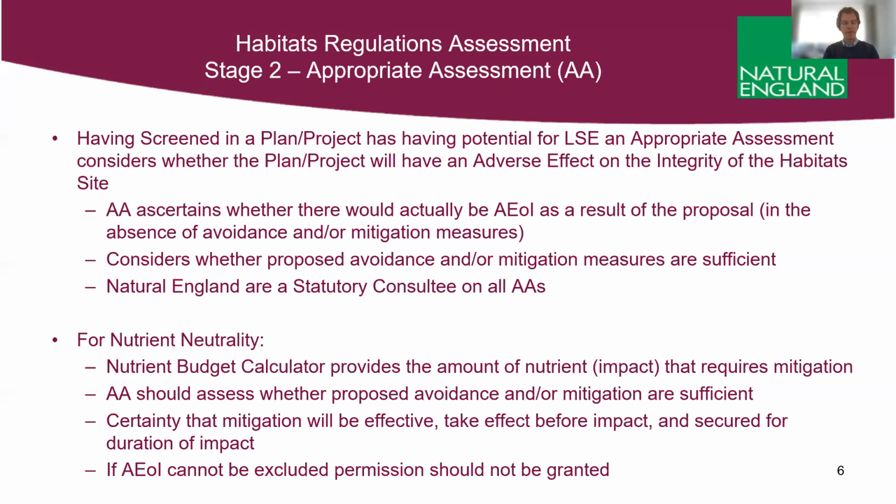And the sorts of things that you're going to have to be considering at this point are how certain that mitigation is. So is the measure being proposed capable of providing the necessary reduction? Is the timeline appropriate? So will the mitigation be effective ahead of the impact taking place? And will the mitigation be secured for the duration of impact, which, if we're talking about residential development, would be in perpetuity? And then finally, if you can't conclude that an adverse effect on integrity can be excluded, then planning permission should not be granted.